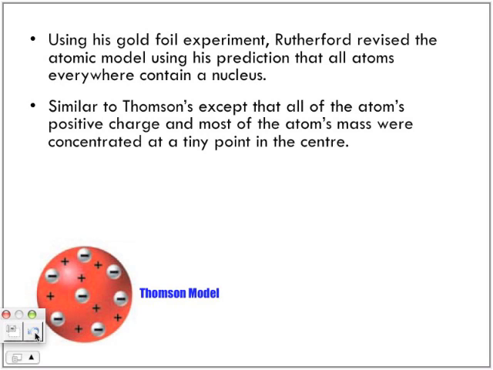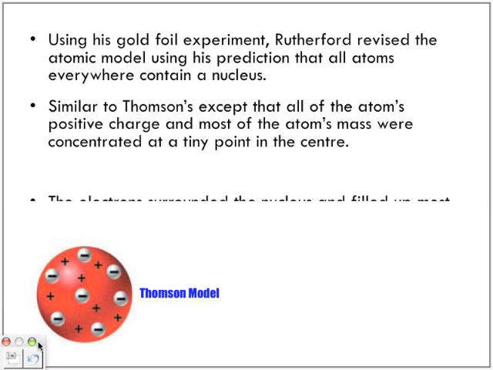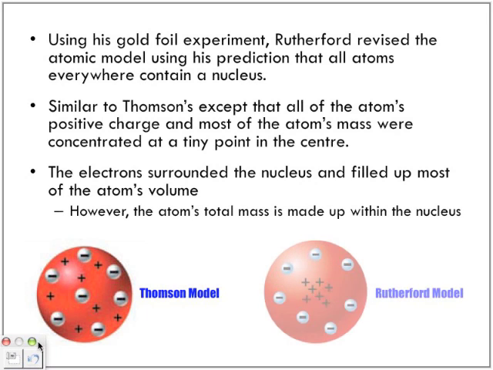So here we have Thomson's model: a positive particle with a whole bunch of negatives surrounding it, to give it no charge, because he noticed there's no charge associated with it. Now, electrons surrounded the nucleus and filled up most of the atom's volume. However, the atom's total mass is made up within the nucleus.